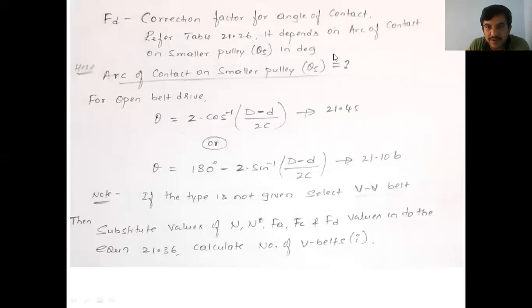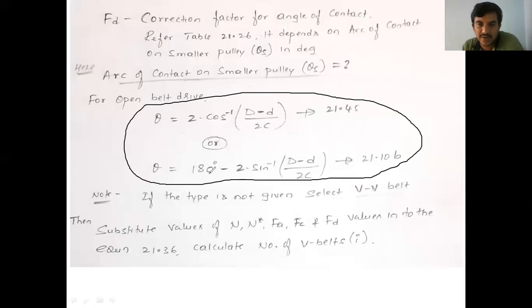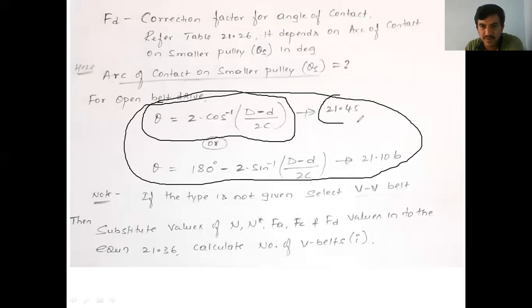Either we go for the equation number 21.10b, but there pi is there. Instead of pi, you take 180 degrees, converting into degrees instead of radians. Or else you go for the other one: theta is equal to 2 into cos inverse of capital D minus small d divided by 2c. Both formulas are the same. We'll get the same value in equation number 21.45.